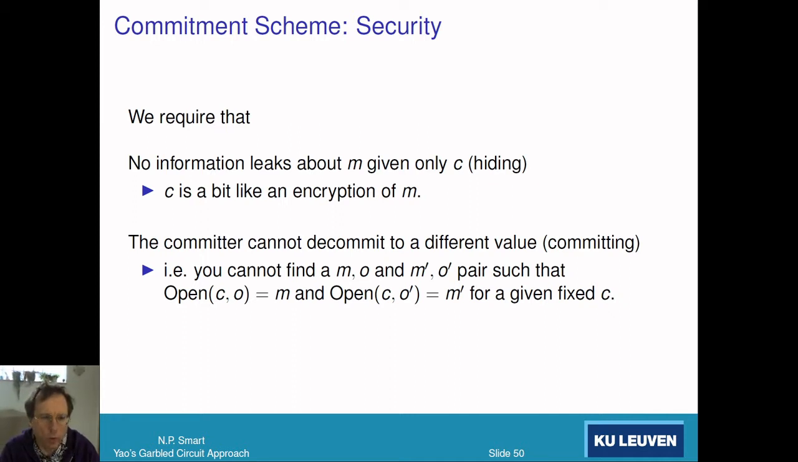But we do require that the committer can't change his mind. He is committed. So what we require is that you cannot find an M and O pair and another M dash and O dash pair such that the opening for a given fixed commitment will give the two different messages out. That's really crucial, that the committer is committed.